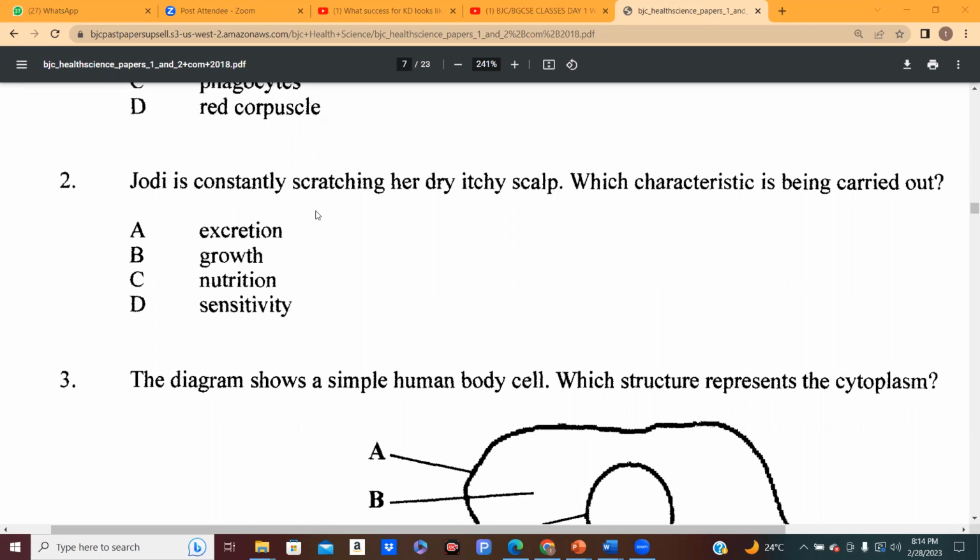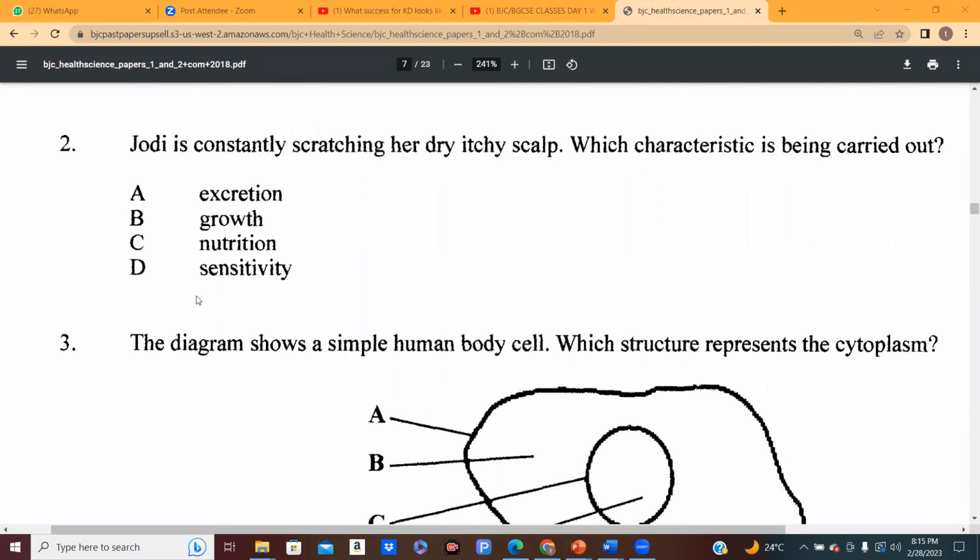Shea, which characteristic is being carried out? It's D, sensitivity. That's correct. Because she is scratching, that means that she senses something. So that means that a stimulus is being acted on, and she is responding to some sort of stimulus. So that's definitely going to be sensitivity.